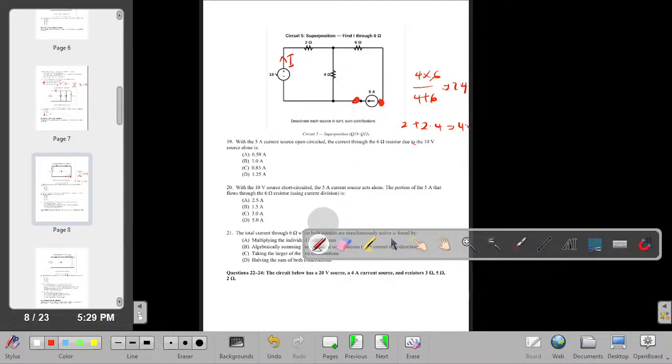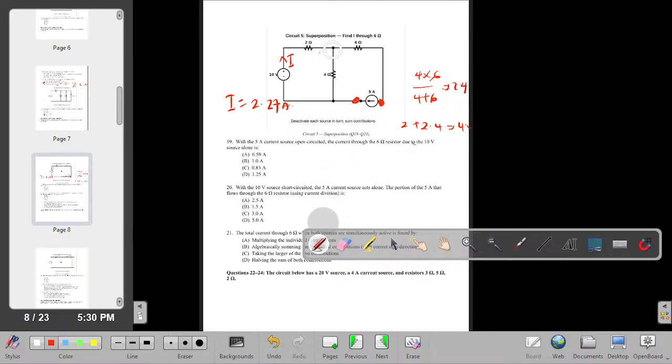So here simply, my total current I becomes 10 over 4.4, and the answer is 2.27. So my total current I coming from the 10 volts is 2.27 amps. I want the current that will be passing through the 6 ohm. This 2.27 will pass through the 2 ohm, right?